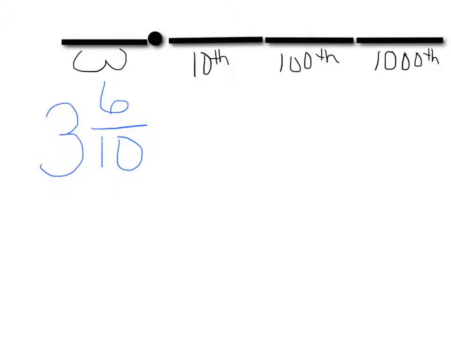Now, to write 3 6/10 as a decimal, it's pretty easy because this 3 is our whole number, this 6 goes on top of the 10, and this 10 is simply that 10. So if I were going to write that, I would write 3.6. So 3 6/10 can also be written as 3.6. Easy enough, yes?